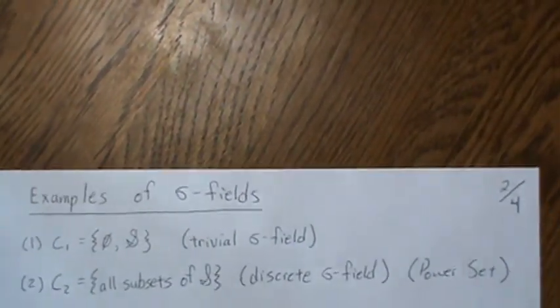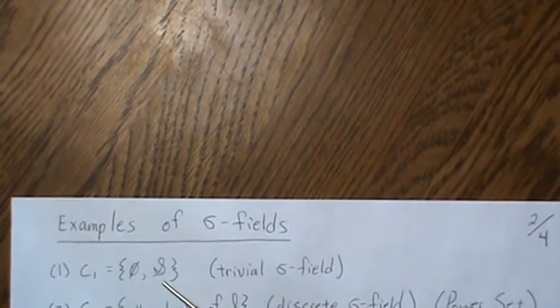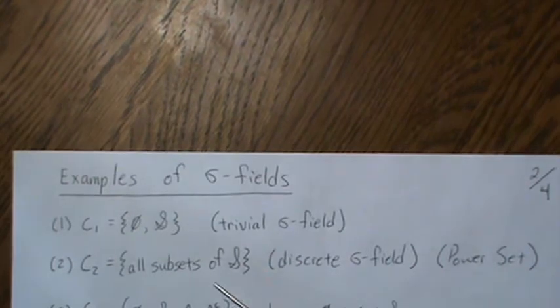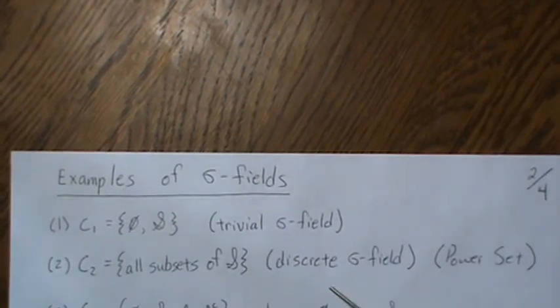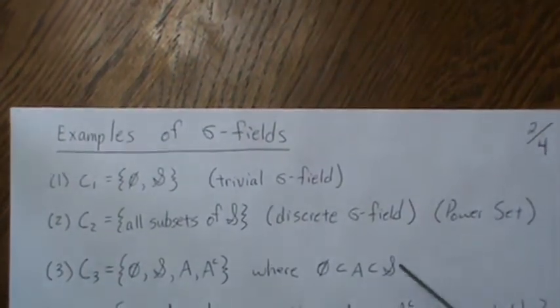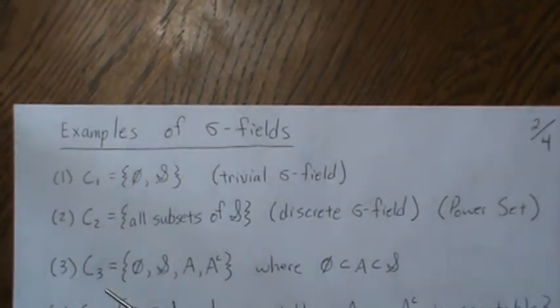So let's look at some examples here. Here's the trivial set where it's just two elements. It's called the trivial sigma field. And then we have what's called all subsets, or the discrete sigma field. Some would call that the power set. Then here's a class of sets with 4 elements. This also is a sigma field.